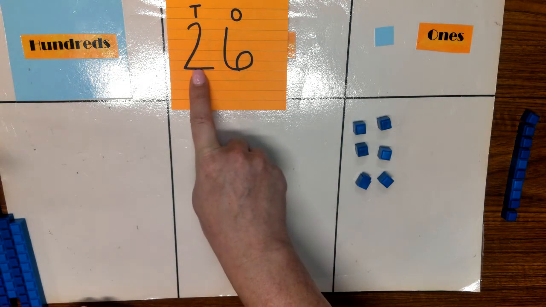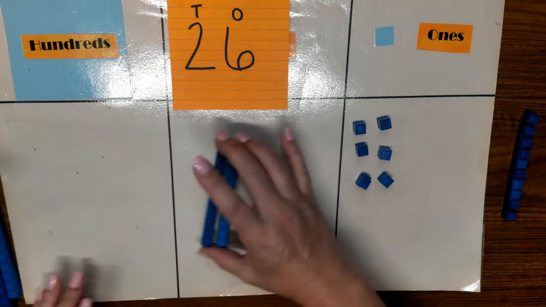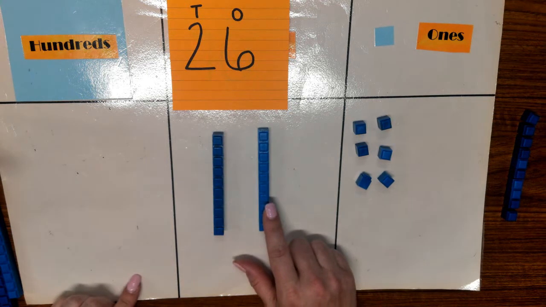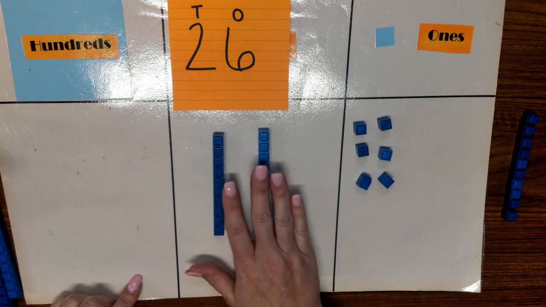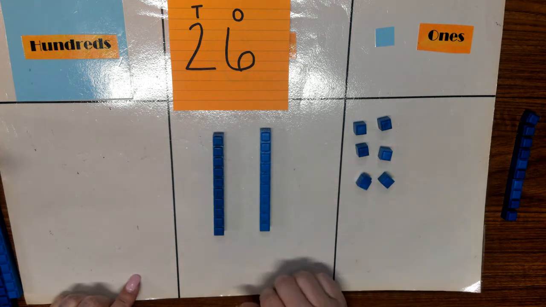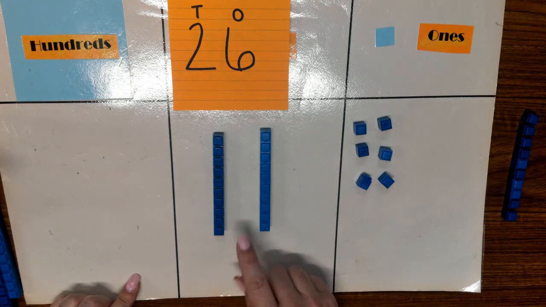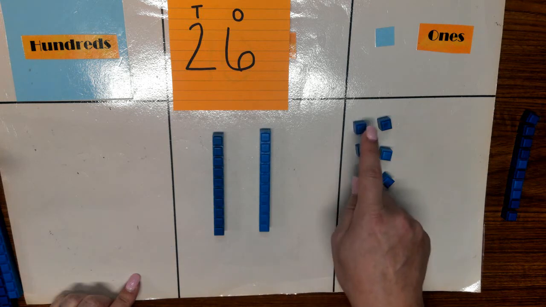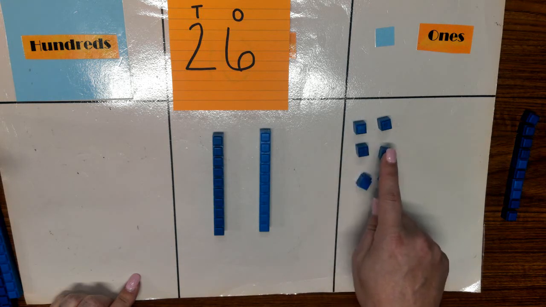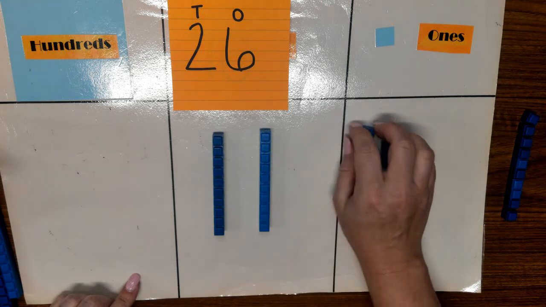Now I'm going to move to my tens place. I see the digit 2 in the tens place, so I know I'm going to have to use 2 groups of 10. Now that I have my number built, my 2 groups of 10 and my 6 ones, I'm going to go back and count to make sure this value equals 26. So I'm going to say 10, 20, 21, 22, 23, 24, 25, 26. I know I've built the number correctly.